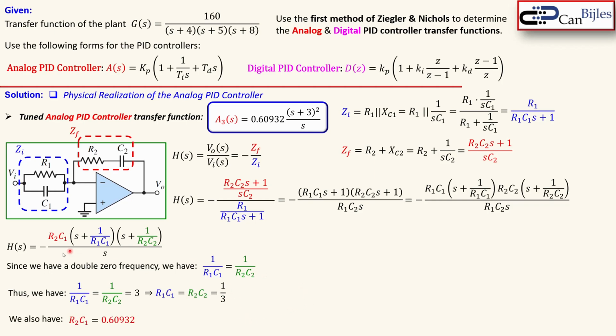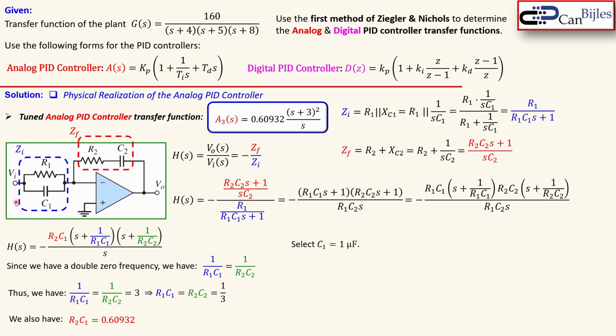And we also have an additional expression, which is R2 times C1, which is what we see in front of it. That's the 0.609, etc. That's shown here. So we actually have 3 equations. R1 C1 is equal to 1/3, R2 C2 is equal to 1/3, and R2 C1 is equal to 0.60932. But we have 4 unknowns, so we have 3 equations, 4 unknowns, so we have to select one.